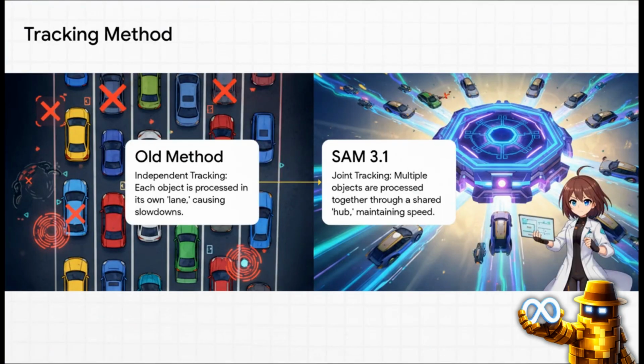Think of it like traffic. The old way was like giving every single car its own private lane on the highway. As you add more and more cars, the whole system just grinds to a halt, right? SAM 3.1's method is more like a high-speed carpool lane or a central hub, where everything gets processed together, smoothly maintaining that high speed no matter how many objects you throw at it.